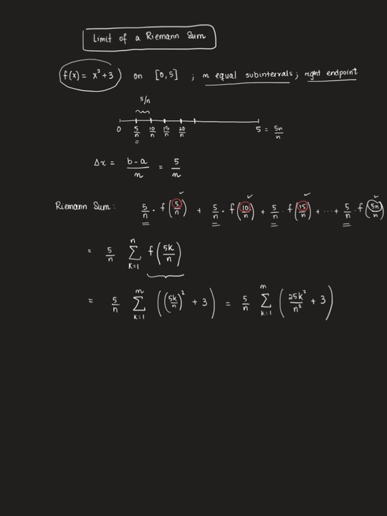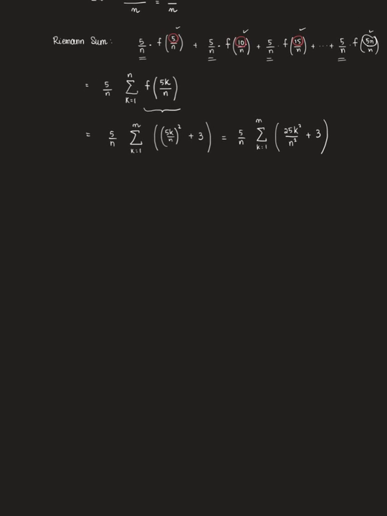Now, using some of our properties of sigma notation, I'm going to split that sum and write this. Keep the 5 over n on the outside. And I'm going to write this as the sum from k equals 1 to n of 25k squared over n squared plus the sum from k equals 1 to n of 3. Now that is just a constant value, so we will be able to rewrite that also.